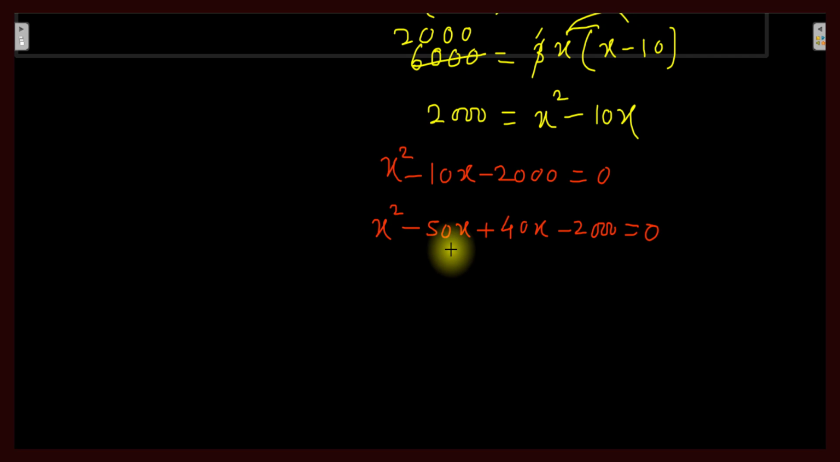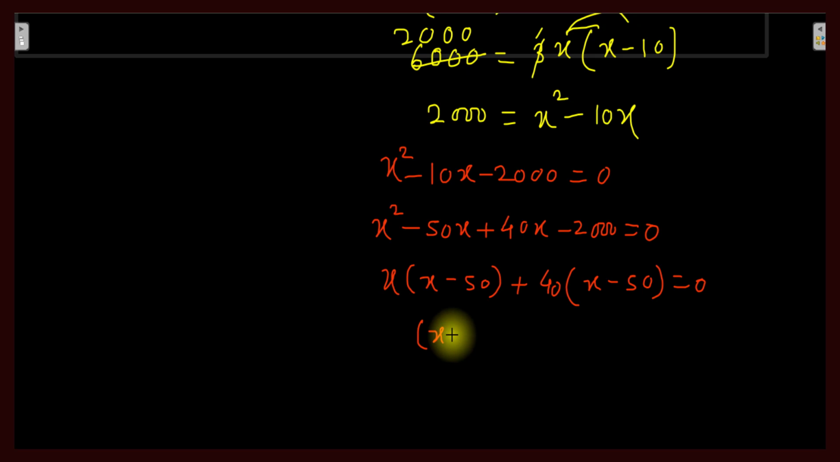So here x will be the common factor, and so it will be x into bracket x minus 50, plus here 40 will be the common factor, so inside the bracket it will be x minus 50, close the bracket, which is equal to 0, and therefore the two factors will be x minus 50 into another bracket x plus 40, which is equal to 0.